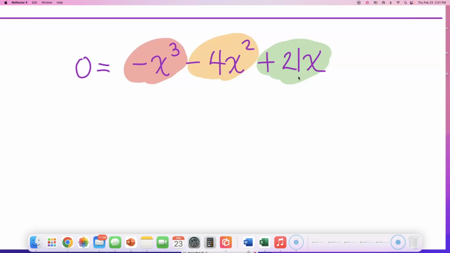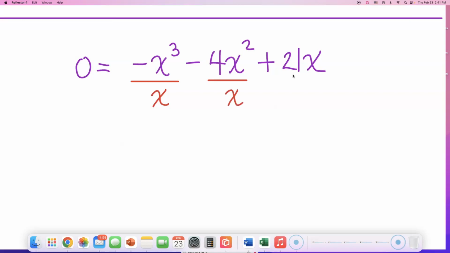I will have to look at what they have in common though. You see how when I was scanning them, the red, orange, and green terms, guess what they have in common? x. So let's take out that GCF of x, okay? All right, I'm going to take out the GCF of x. When I do that, I like to write them underneath so that I can see what we are dividing to get the part inside.